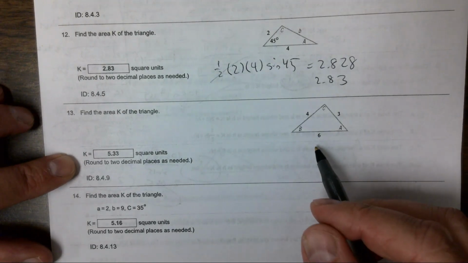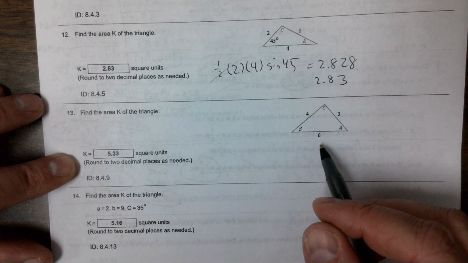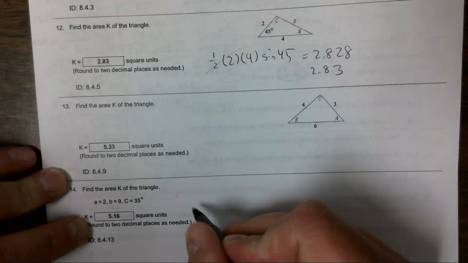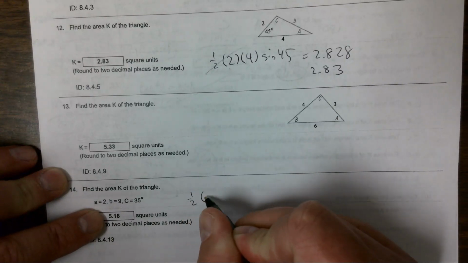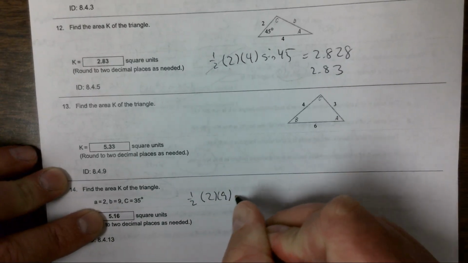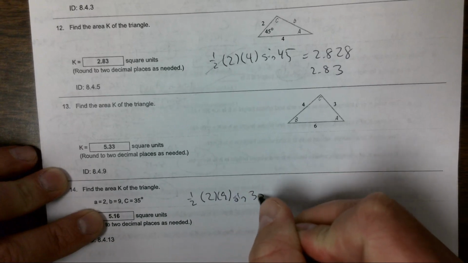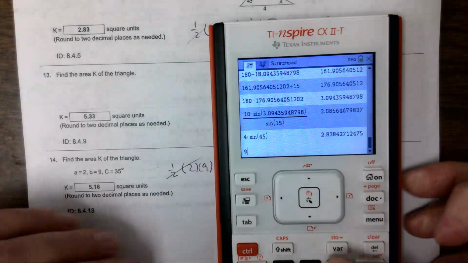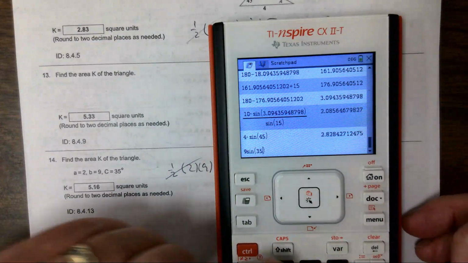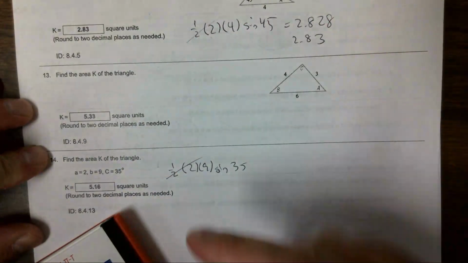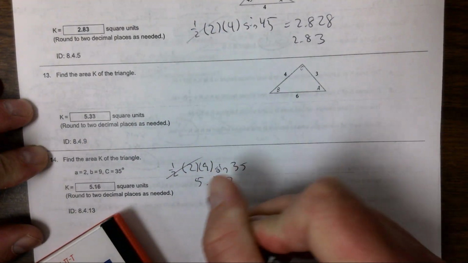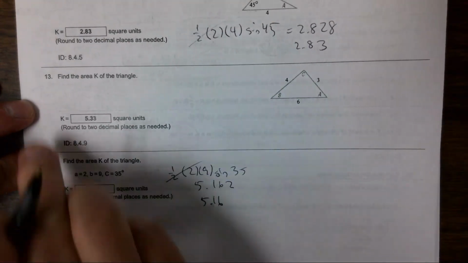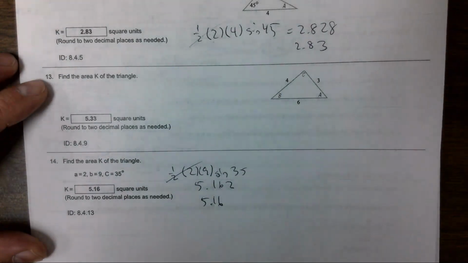Okay, so this one we do need to use that side formula. Let me skip it just for a minute and do this one. This would be a half 2 times 9 sine 35. So the half of 2 cancels. You get 9 sine 35. Okay, so that's 5.162, so 5.16.